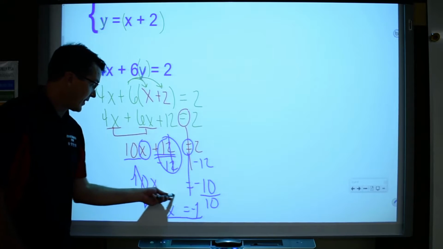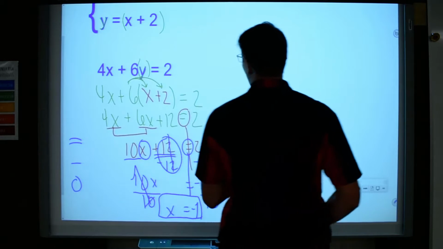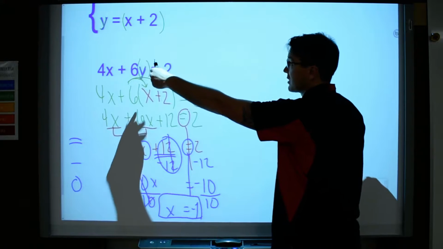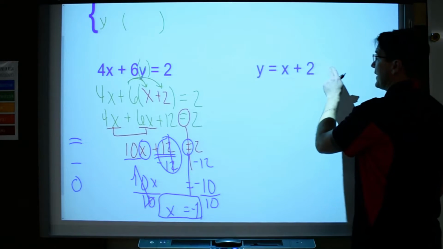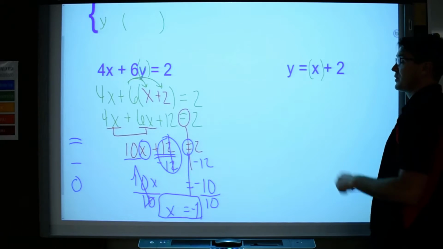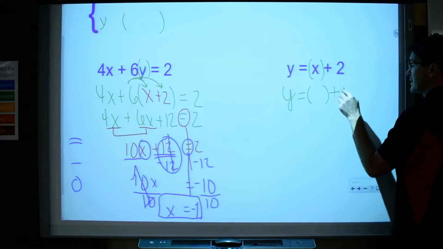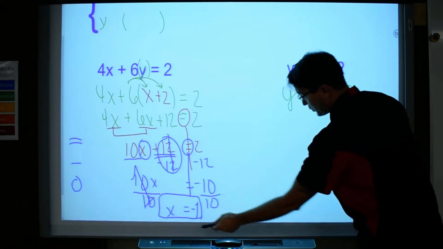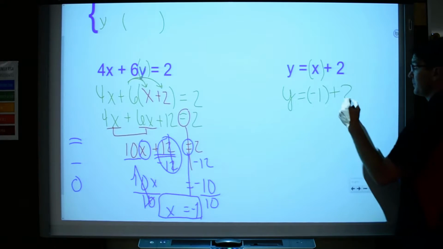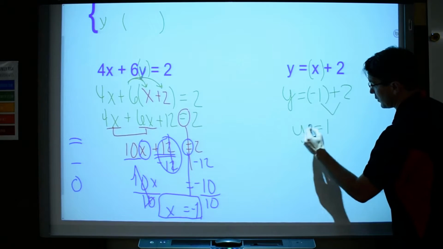Again, that's x, but am I done? No, because a solution to a system is the ordered pair that makes it true. So I know what x is, and I can't substitute into the same problem I just solved. I have to go to the other problem, and that was this problem. And I now know what x is, so I'm going to substitute the value of x. That means I'm going to rewrite the equation, and where x was, I'll put a parenthesis. Inside those parentheses, I know x equals negative 1, so I'll put that in there. And this is a quick simplification. Negative 1 plus 2 is 1, and so y equals 1.